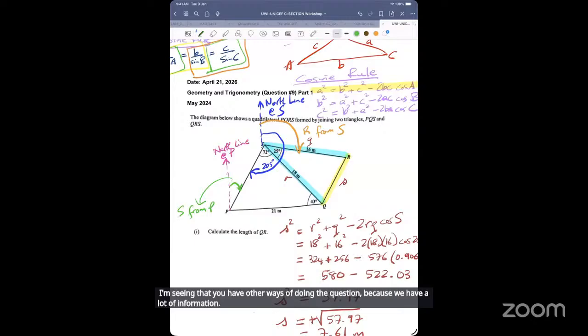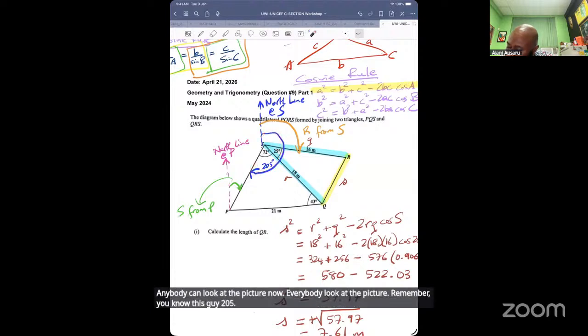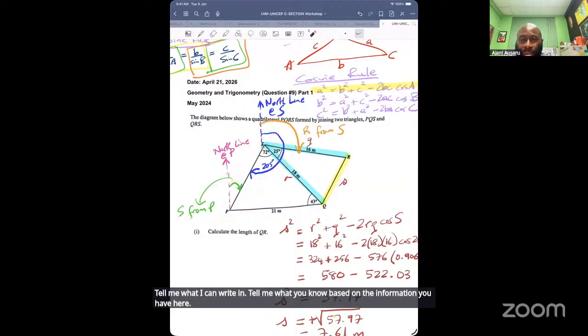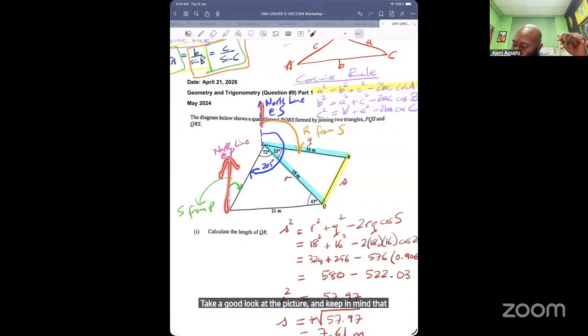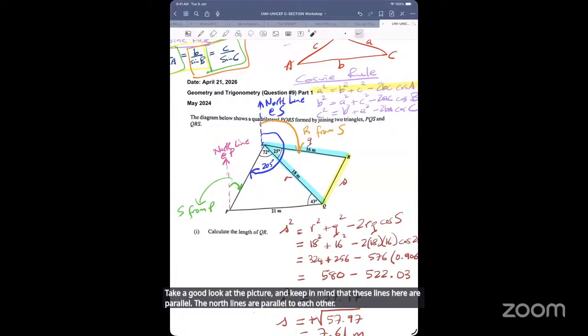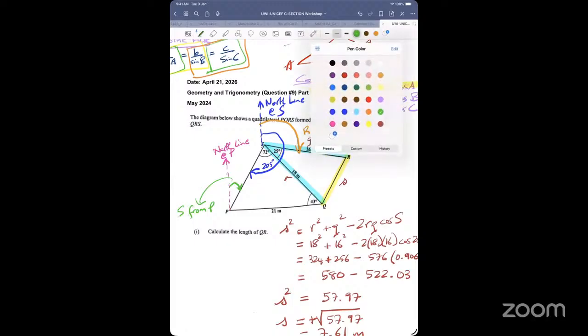Now, everybody look at the picture. Remember, you know this guy, 205. We want to find this guy, the green guy. Tell me what I can write in. Tell me what you know based on the information you have here. Take a good look at the picture and keep in mind that these lines here are parallel. The north lines are parallel to each other. Take your time, no problem.